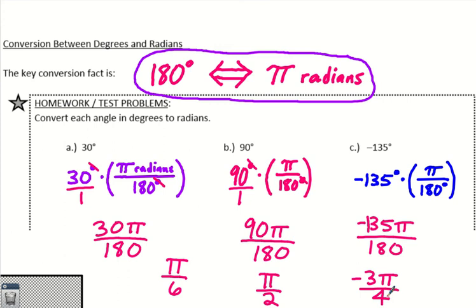And once again, I don't have to write the word radians. It's understood that it's in radians because you don't see the degree symbol, okay? So these measures of these angles are just assumed to be in radians. You don't have to write the word out.